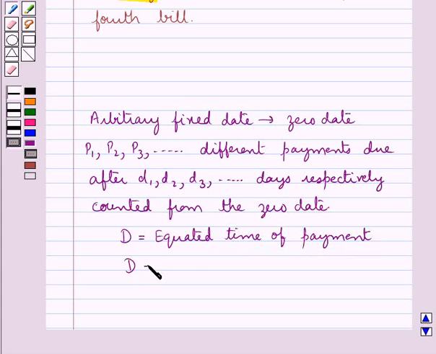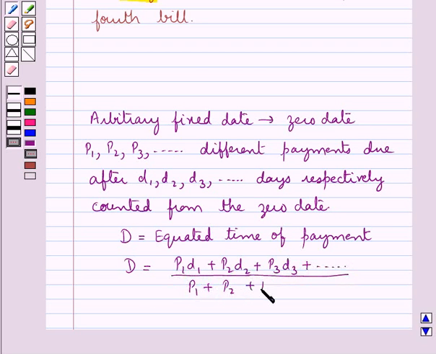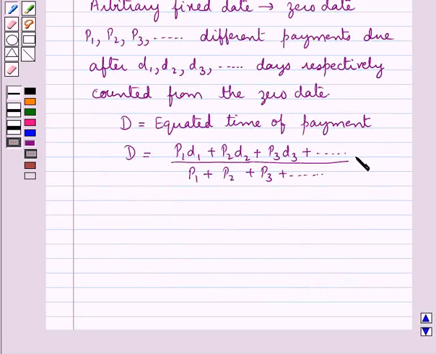Then capital D is equal to P1 D1 plus P2 D2 plus P3 D3 plus and so on, and this whole upon P1 plus P2 plus P3 plus and so on, that is D is equal to summation PD upon summation P.